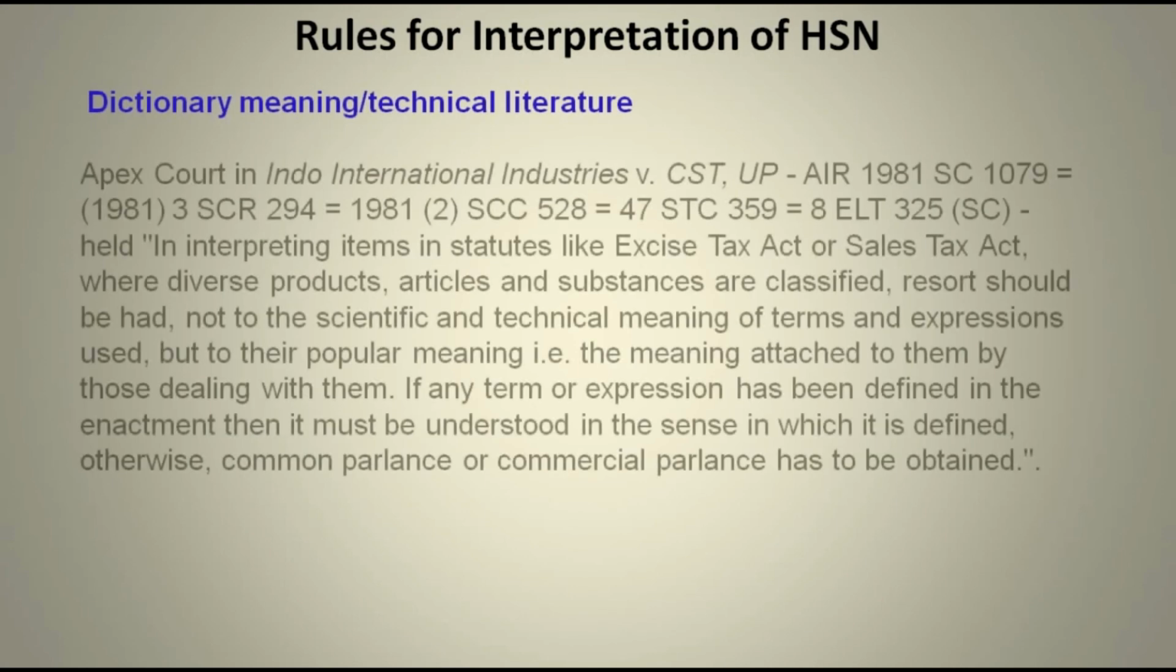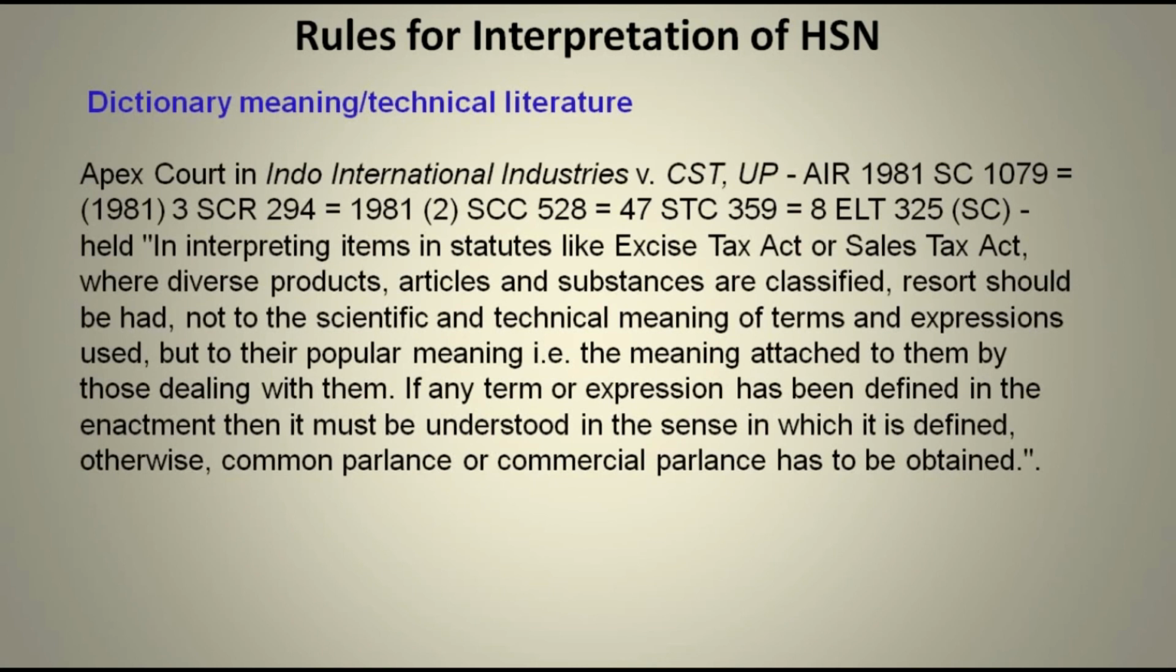Dictionary meaning and technical literature. The Apex Court, that is the Supreme Court, in Indo-International Industries held that in interpreting items in a statute like the Excise Tax Act or Sales Tax Act, where diverse products, articles and substances are classified, resort should be had not to the scientific and technical meaning of the term and expression used, but to their popular meaning, that is, the meaning attached to them by those dealing with them. If any term or expression has been defined in the enactment, then it must be understood in the sense in which it is defined, otherwise common parlance or commercial parlance has to be obtained.